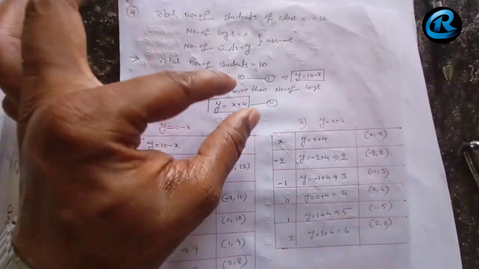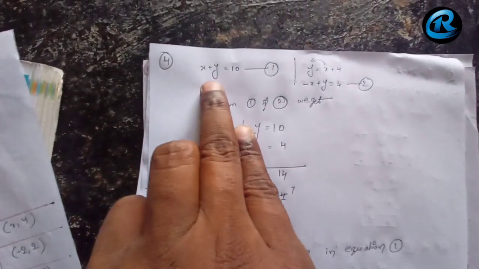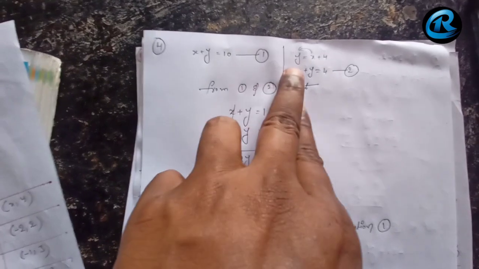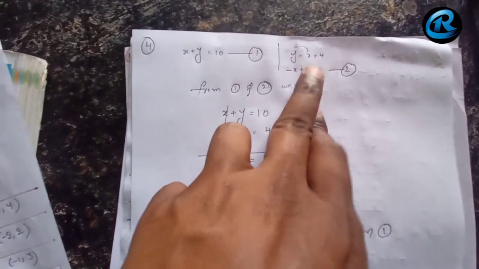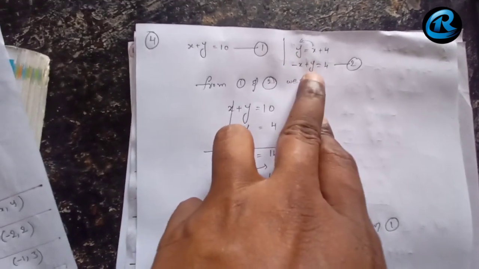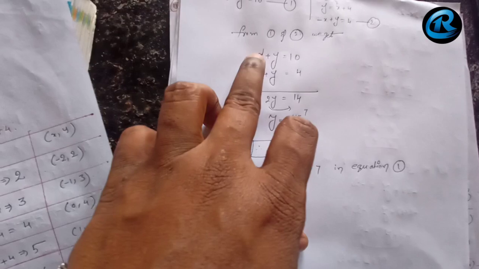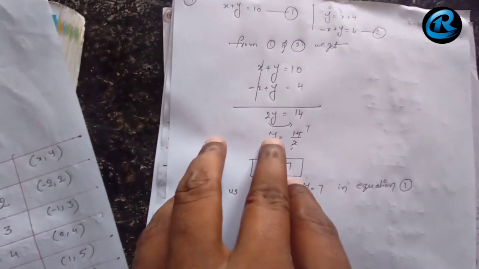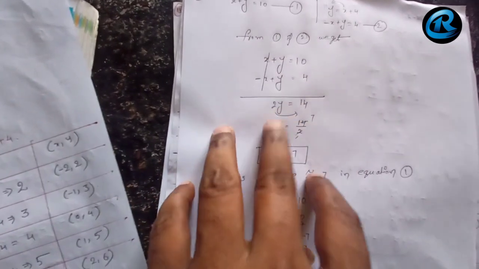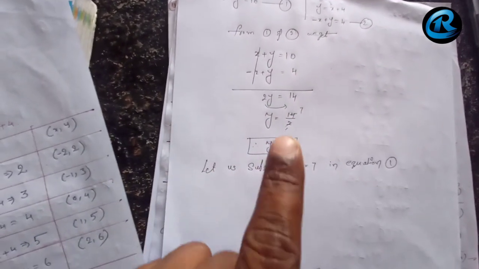So let us solve these two equations by the elimination process here. See, equation number 1 is x plus y equal to 10. Equation number 2 is y equal to x plus 4, no? This plus x you bring to this side, that becomes minus x. Minus x plus y equal to 4. From 1 and 2, solve by the elimination process directly here. Plus x and minus x get cancelled. y plus y is 2y. 10 plus 4 is 14. Then y equal to 14 by 2 equal to 7. y equal to 7. Got it?